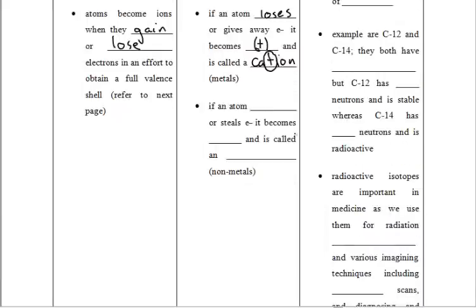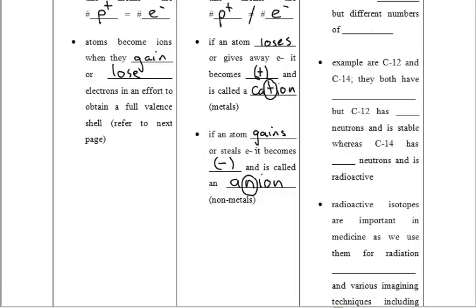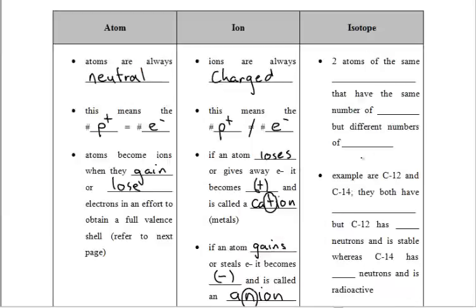Now remember, cation is positive because it has the big old plus sign right in the middle of the word. If an atom gains or steals electrons from another atom, it becomes negative, and it is called an anion. I remember anion is negative because it has the extra N in the word for negative. Okay, these are typically nonmetals which gain or steal electrons. Isotopes, well, iso means same.